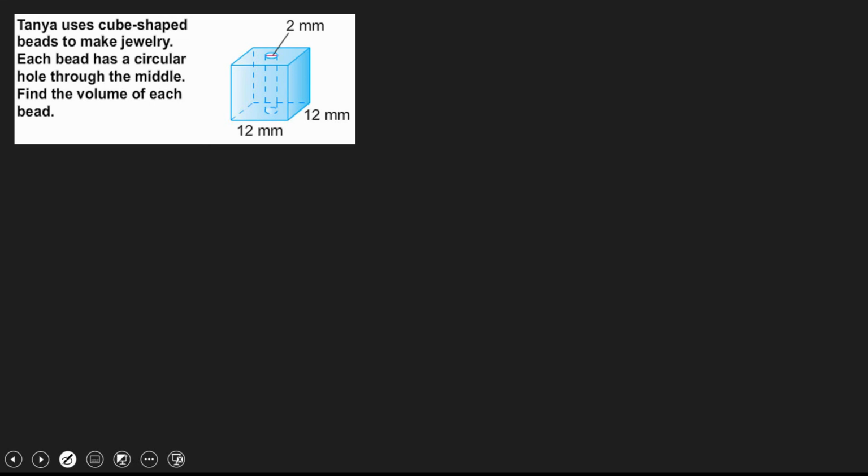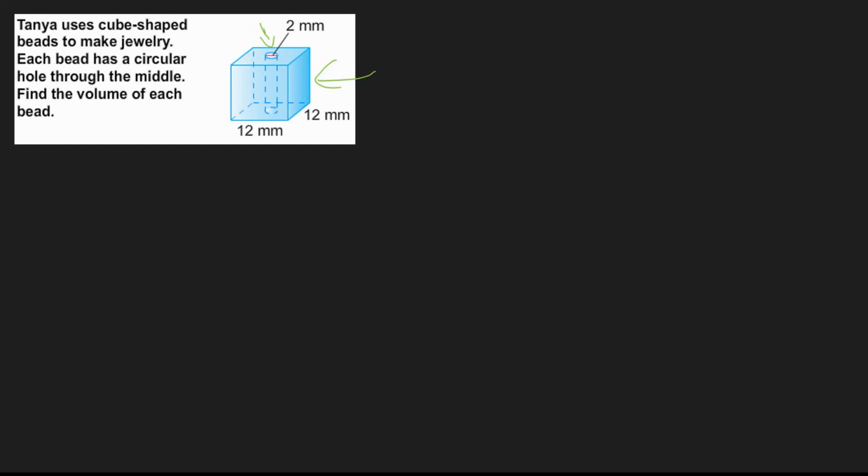So this is a problem that I'm going to do for you. Just follow along and, again, pause to make sure you take whatever notes you need. So this problem says that Tanya uses cube-shaped beads to make jewelry. Each bead has a circular hole through the middle. So if we look here, here's that shape. That would be the bead. And right through the middle of it, there's that little circular hole. So that hole might be like she's got to put a string through it to put the beads together to make her necklace, or whatever it might be. And it says to find the volume of each of the beads.